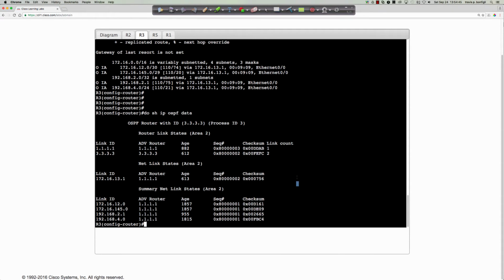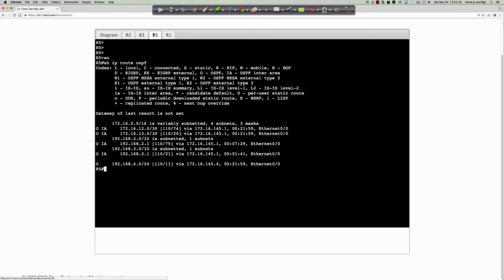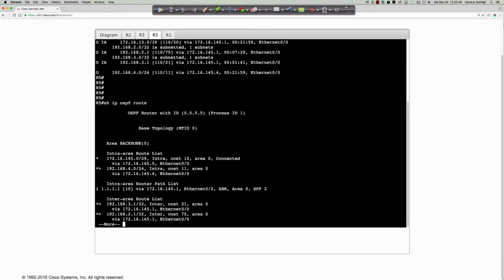So again, I want to make sure that's really, really clear, because OSPF can be just as tricky and just as difficult as EIGRP in some circumstances. So what we're going to do now is simply say show IP OSPF route. Let's get back in the window here and go to router 5. So show IP OSPF route.